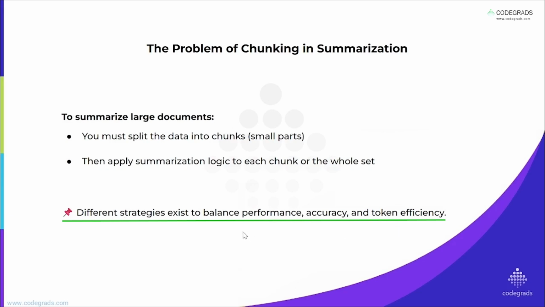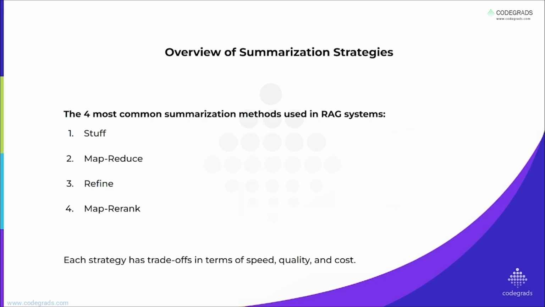So all three parameters are very important while considering the chunking strategy or the summary strategy. Now, moving on, we have the overview of summarization strategies. We have four most common summarization methods used in RAG systems. First one is stuff, then map reduce, refine, and map rerank. Each strategy has trade-offs in terms of speed, quality, and cost.